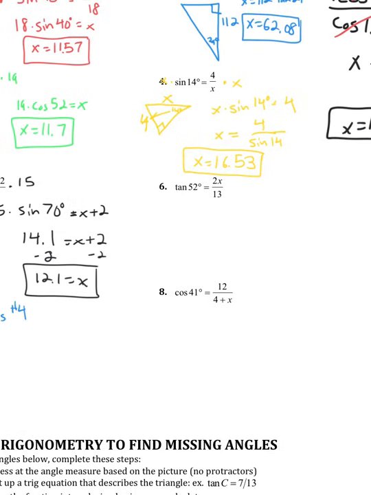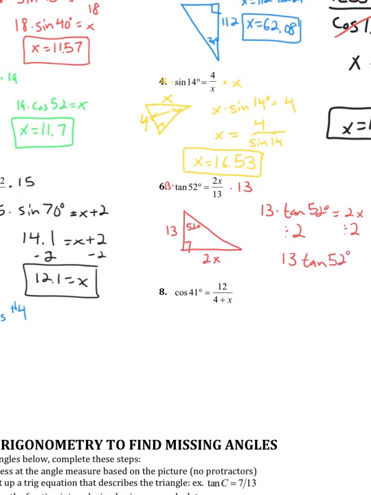Problem number 6. Tangent of 52 degrees. It's going to be opposite over adjacent, 2x over 13. Multiply both sides by 13. 13 times tangent of 52 equals 2x. I can technically divide both sides by 2 as well. So 13 times tangent of 52 divided by 2 equals x. Plug that into my calculator and I get 8.32.